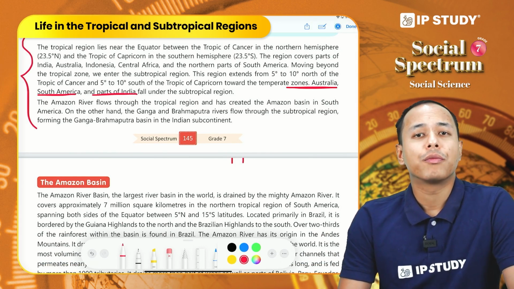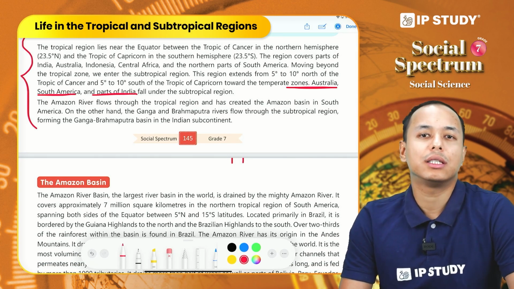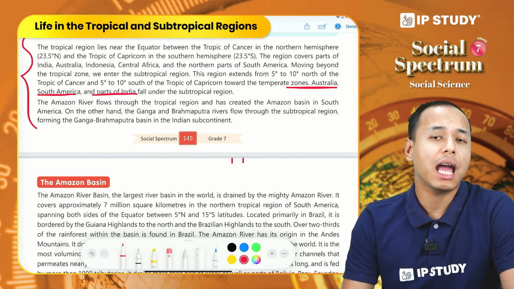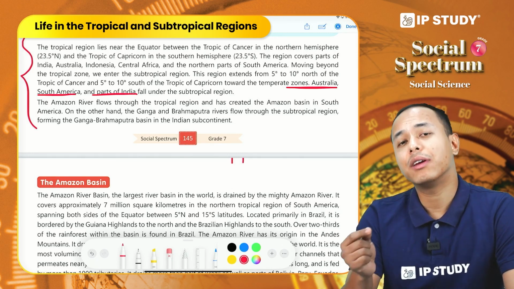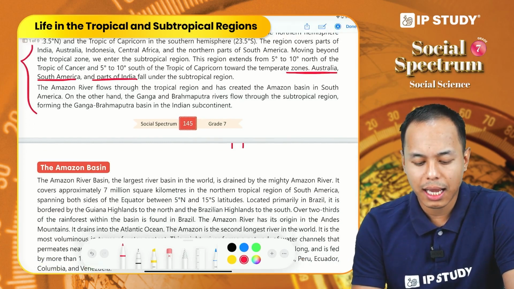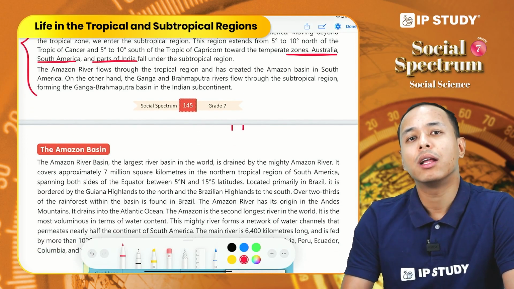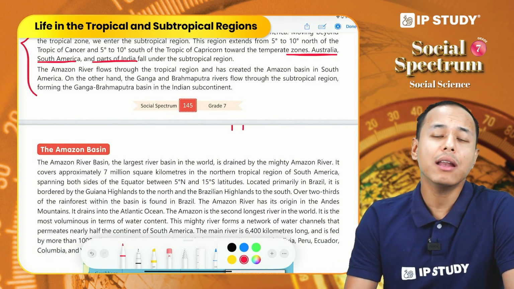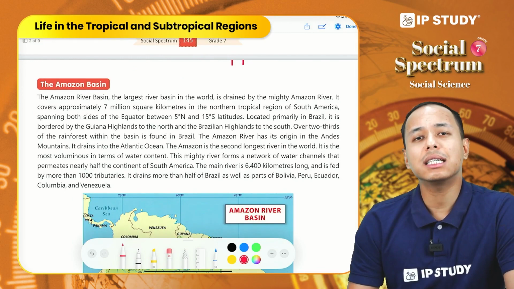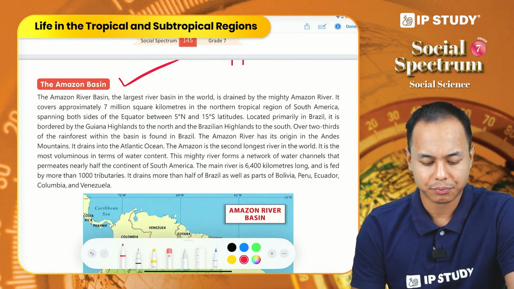Okay, so now let us discuss the basins. In the tropical region, we find the Amazon Basin that is mostly drained by the Amazon River, and it is a very important basin in the tropical region. On the other hand, in the subtropical region, we have the Ganga-Brahmaputra Basin that is drained by the Ganga and Brahmaputra. Okay, so now let us discuss the first topic of the chapter, that is the Amazon Basin.